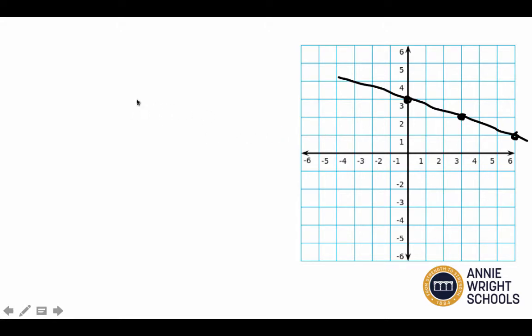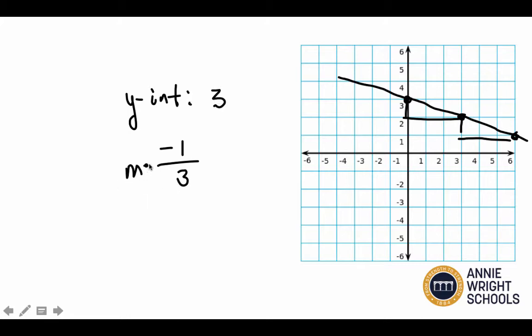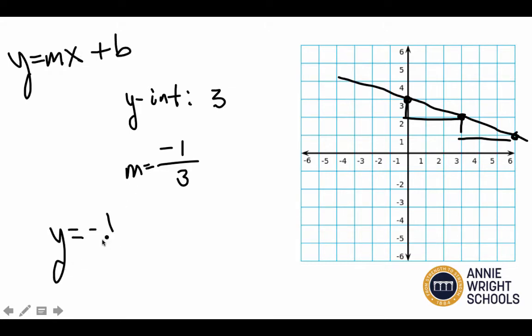First, figure out the y-intercept. What's the y-intercept? I hope you said 3. Next, figure out the slope. Down 1 over 3. Now we have our slope. Remember, we're talking about slope-intercept form. All you need to do now is plug in the information.